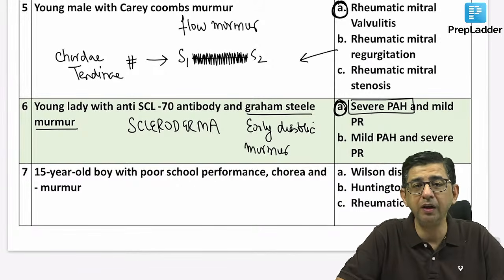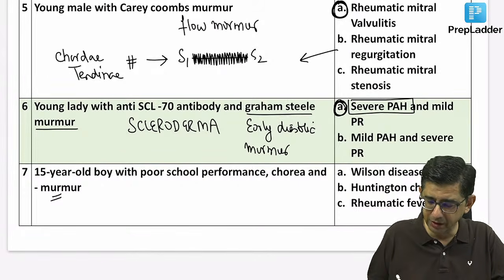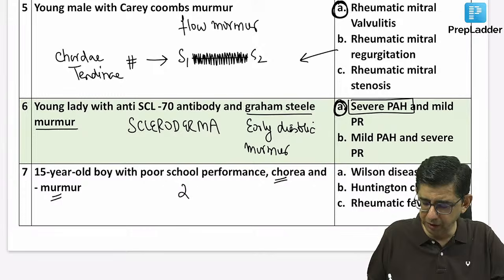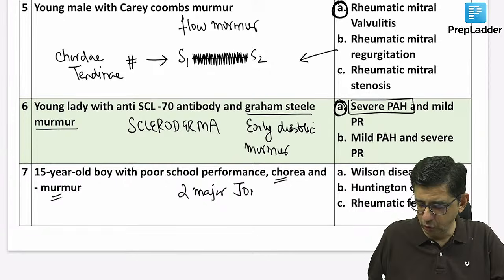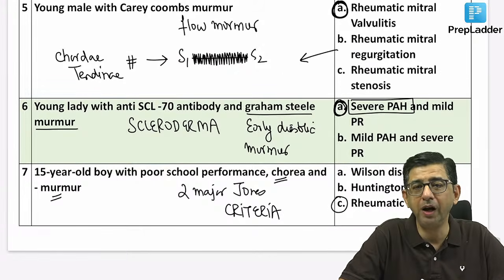This boy is having poor school performance. There is a chorea and then there is a murmur present. Considering that there is a murmur also present and chorea also present, two of the major Jones criteria are getting satisfied. And since the two major Jones criteria are getting satisfied in the question, that is why the answer for this question will turn out to be rheumatic fever.